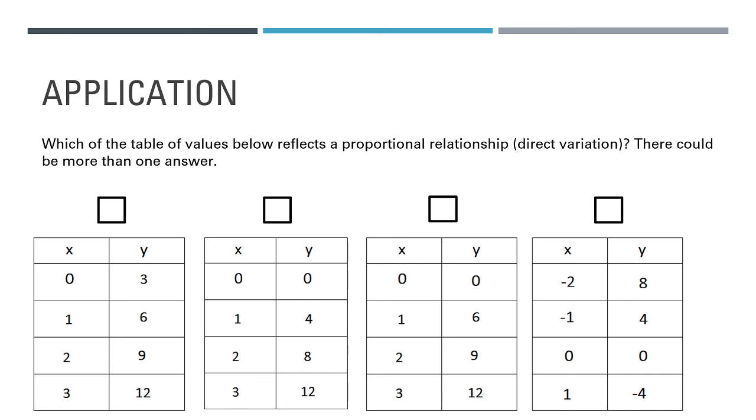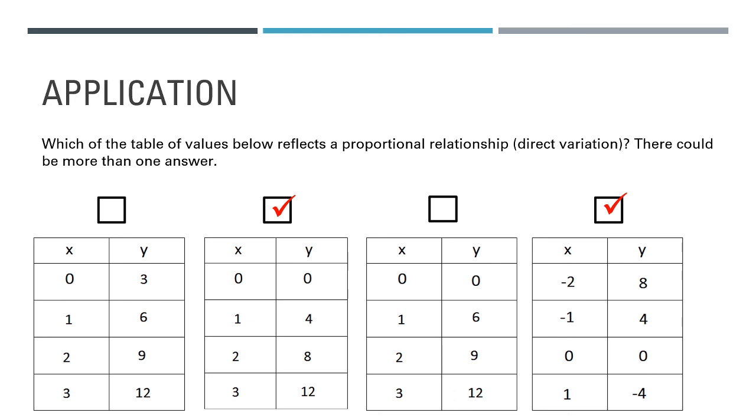The next question says, which of the tables of values below reflects a proportional relationship, direct variation? There could be more than one correct answer. So look at the tables of values, take a second, pause the video, and try to figure out the answer. You should get the answer that the second and the fourth tables of values are direct variation.